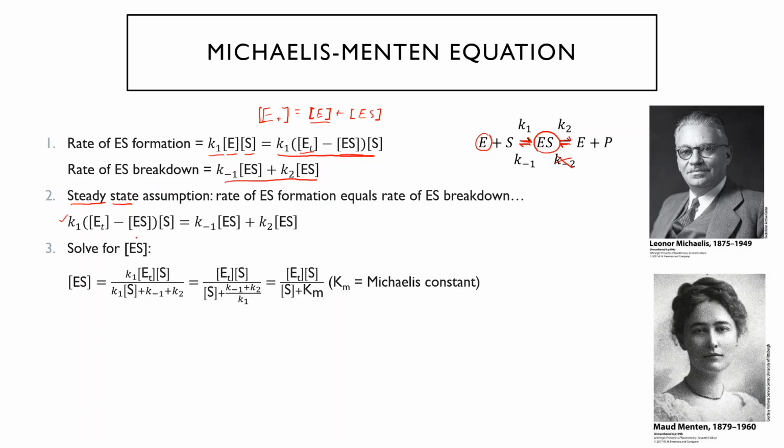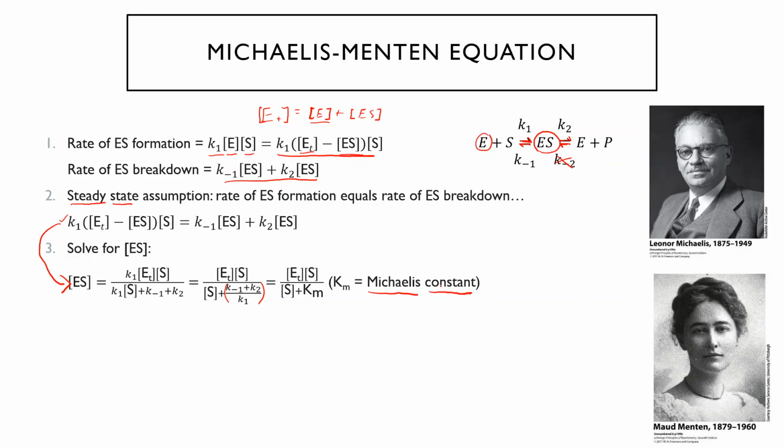So all we're going to do is rearrange this equation and solve for that enzyme substrate concentration. You can do the algebra for this on your own if you want to, but just rearranging it, you eventually get an equation that looks like this: the total enzyme concentration times the substrate concentration, divided by the sum of the substrate concentration and this constant, which is a combination of our three rate constants. Because they're constants, we can combine them together, and that combined form is called the Michaelis constant.